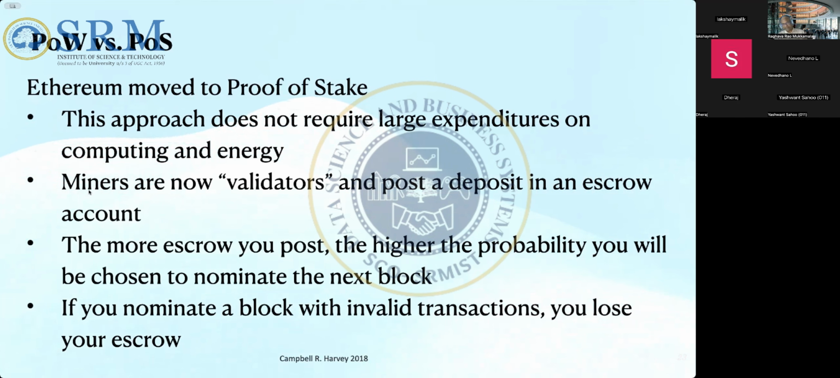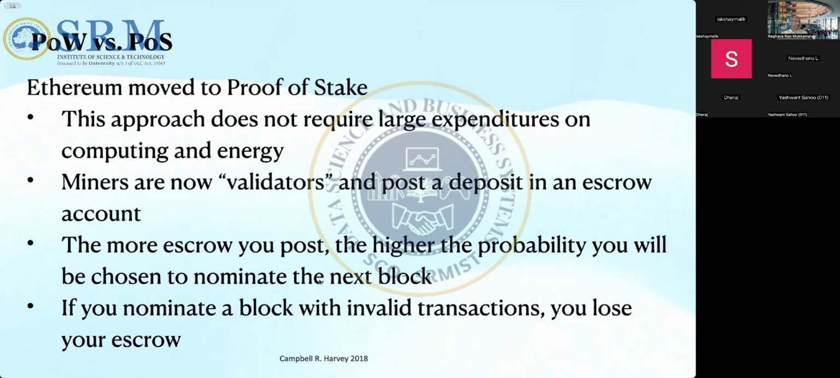Another thing is, previously the miners, the nodes you can say, used to mine using proof of work. Now they became the validators, because now you have proof of stake, and what you do is you deposit some money, some value, into the escrow account, and then you do this proof of stake validation, or you can say block validation, making a block and putting it on the network and things like that. So the more escrow you post, the higher the probability that you will be chosen to nominate your block.